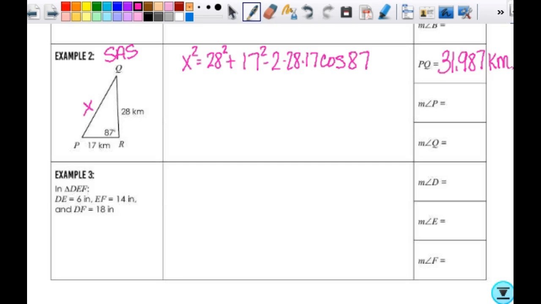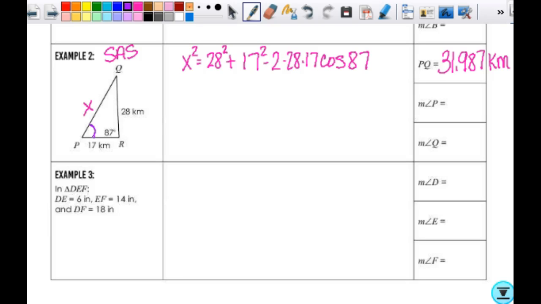Okay, so now that I have that, I need to find an angle, right? And I have to find P and I have to find Q. Angle P comes first, so we can find that one. Can I use the law of cosines to find angle P?